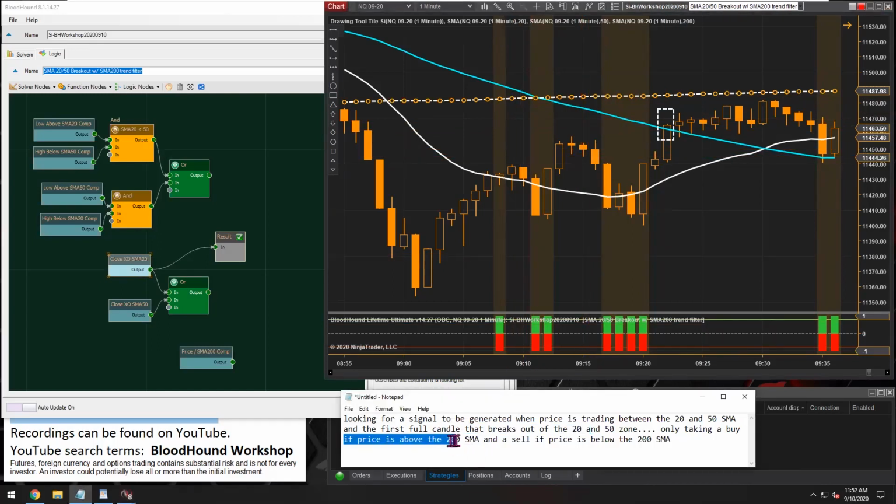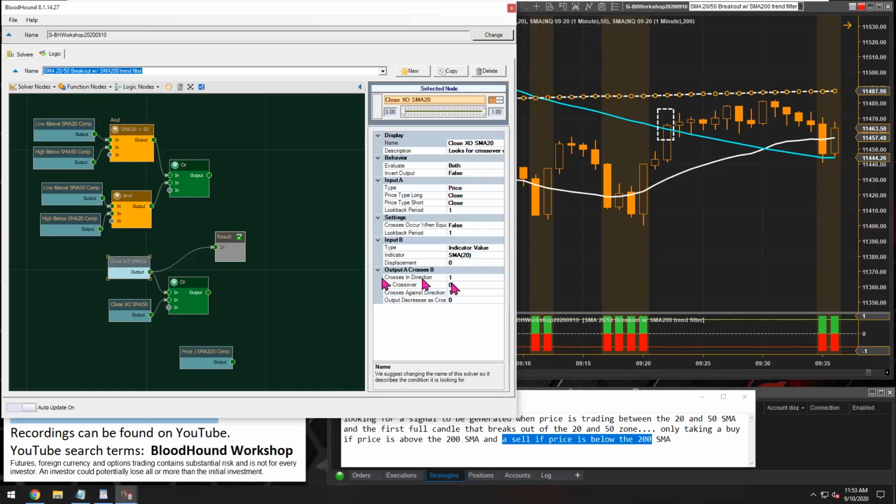So a buy if price is above the SMA 200, or a sell if price is below the SMA 200. So it's not the crossover that's determining the signal direction. It's whether price is above or below the SMA. So our crossovers also need to generate a long and a short output.